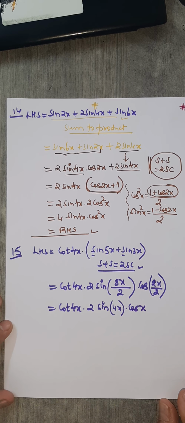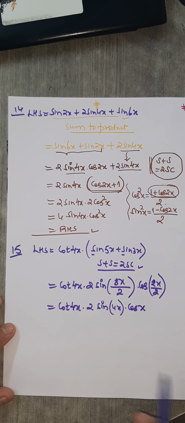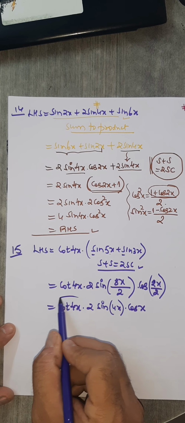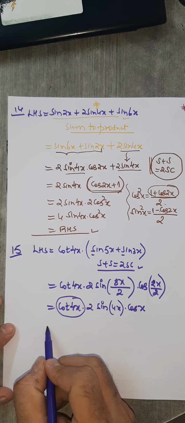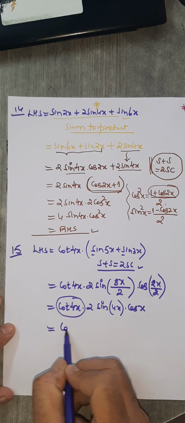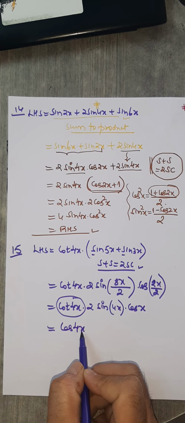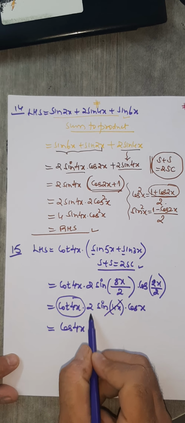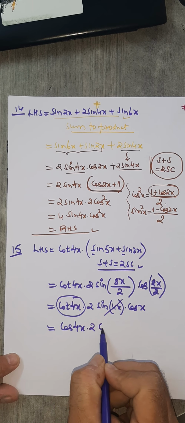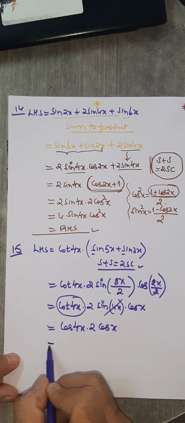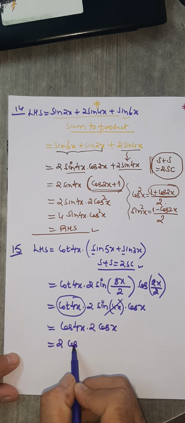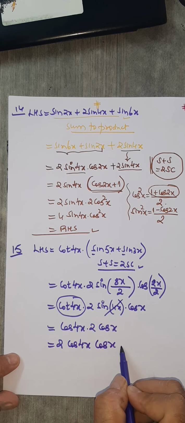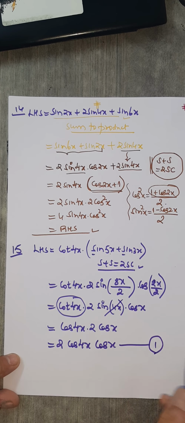Now you must realize, keep RHS in your mind. This you can write as cos by sine, no? So sine will get cancelled. So you are just left with cosine 4x upon sine 4x, that will get cancelled with this, into 2 into cos x. So finally we are getting twice cos 4x into cos x. Now this is not RHS, call this as 1, leave it.